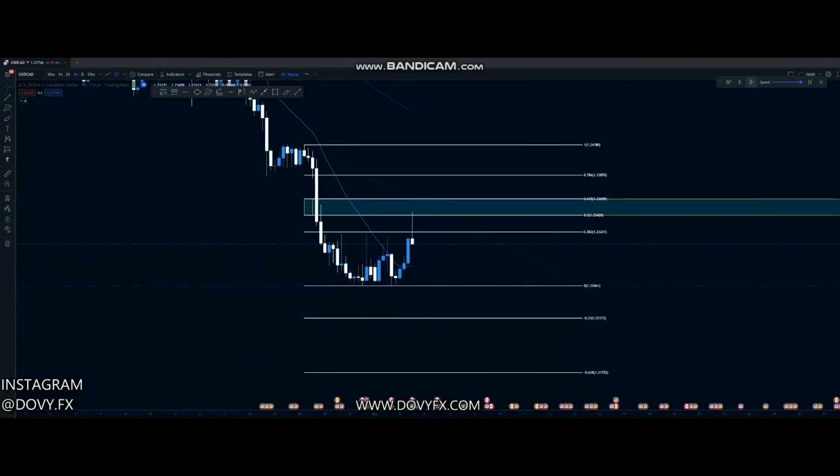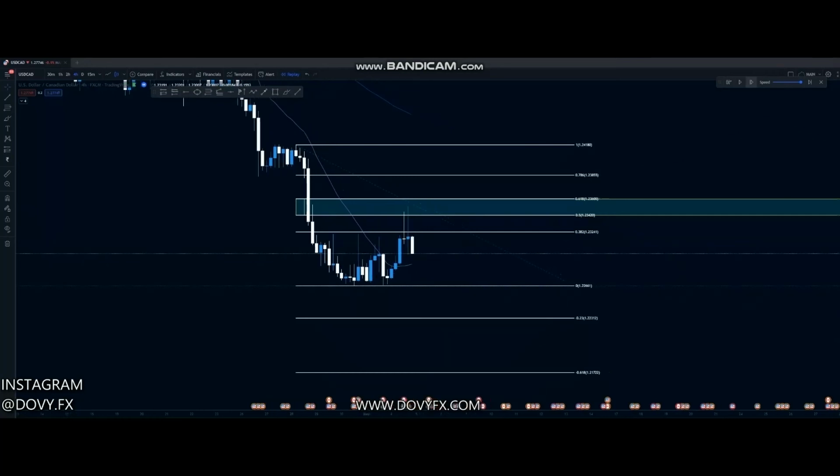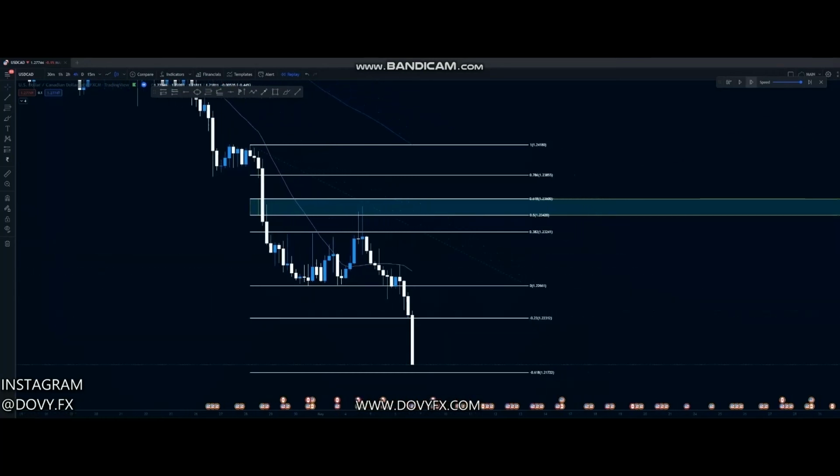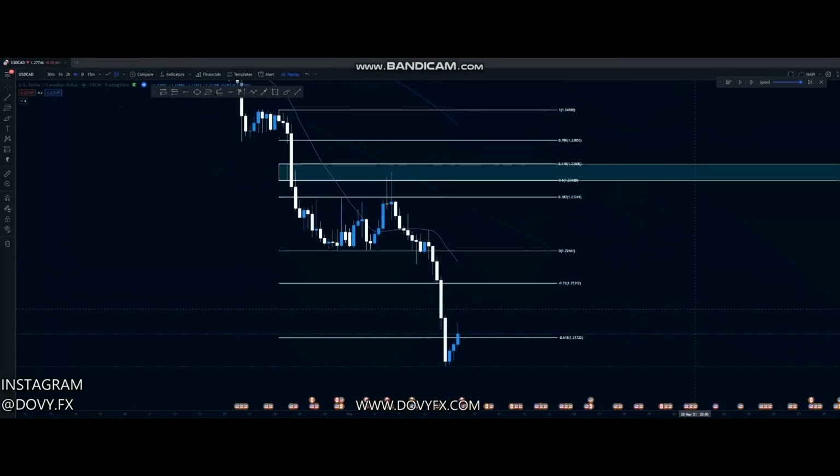Once again, this is not a strategy. This is just an extra confirmation, a great extra confirmation for your trading. So here it is, a beautifully respected zone between 0.5 and 0.618, and a nice move to the downside.